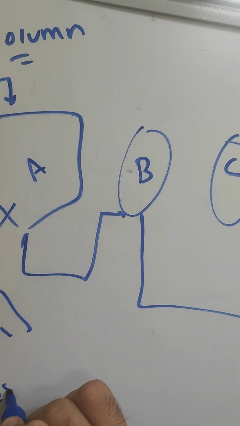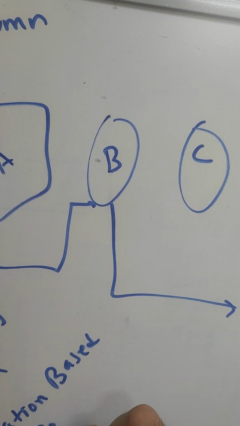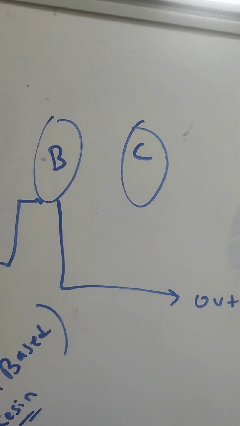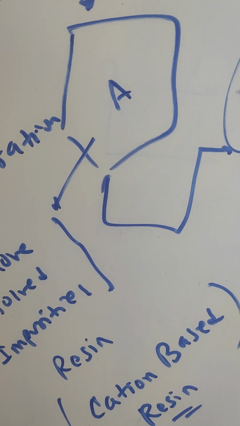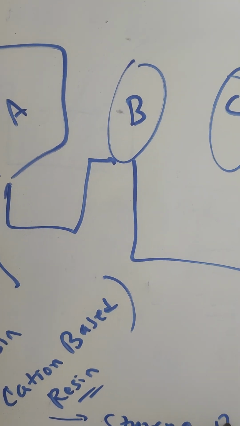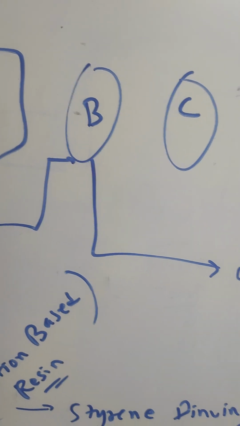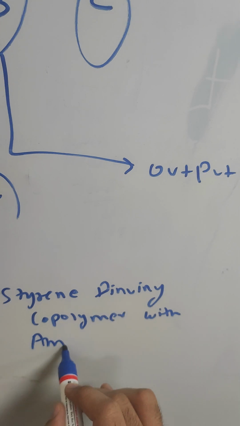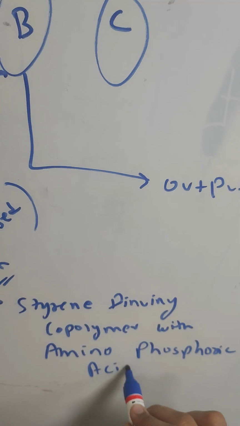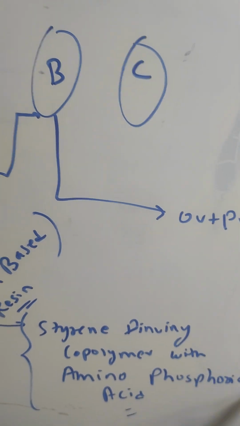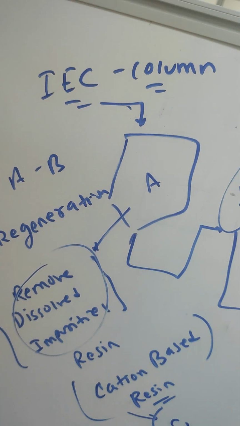And we have resin, which is a cation based resin. And what is the main purpose? What is the name? It is styrene divinyl benzene copolymer with amino phosphoric acid. This is the name of the polymer resin. So the main purpose is to remove the dissolved impurities present in the salt.